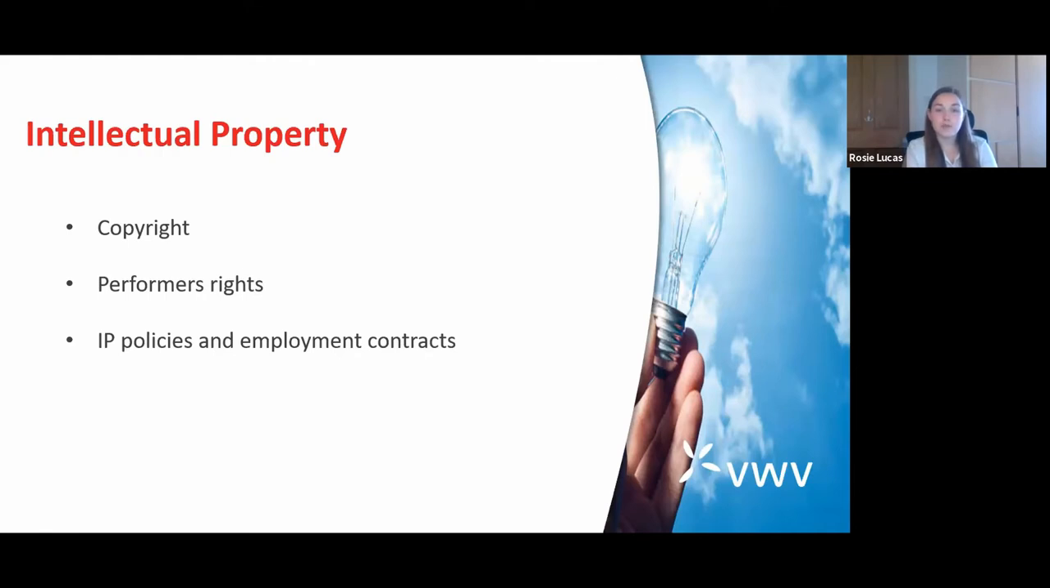Performers have rights in their performances in any recording, film, or broadcast of that performance. A recording means a film or sound recording made directly from the performance, broadcast, or from another recording of it. So similarly with copyright, we recommend that you check your university's IP policy and employment contracts to see if there's any assignment of performers' rights from the lecturer to the university.